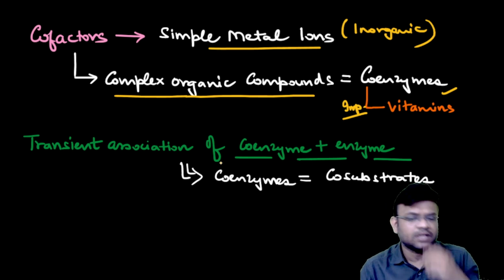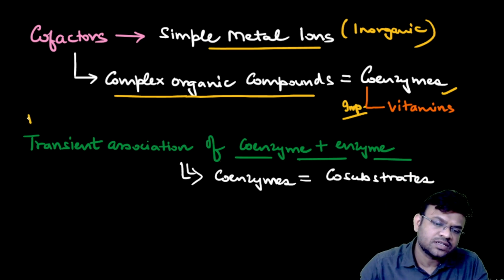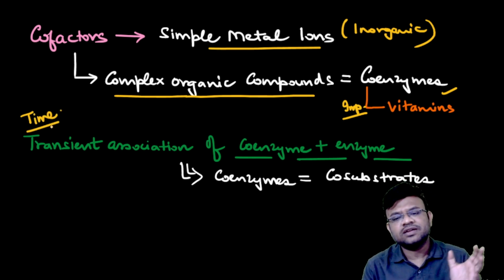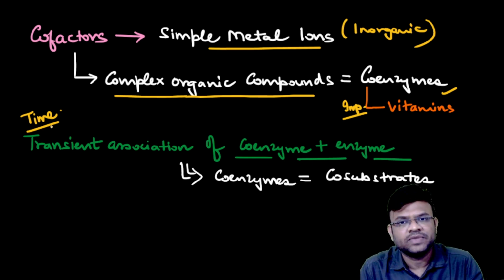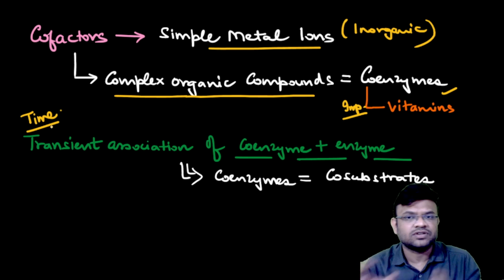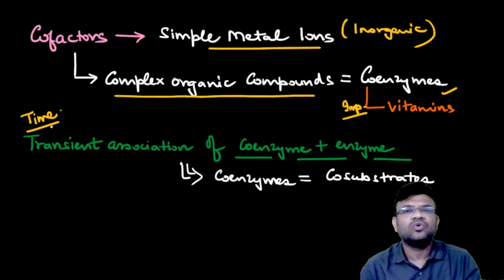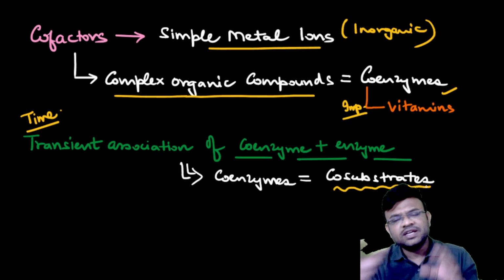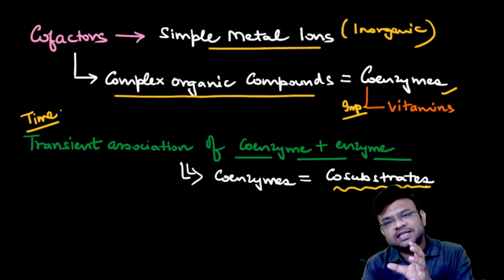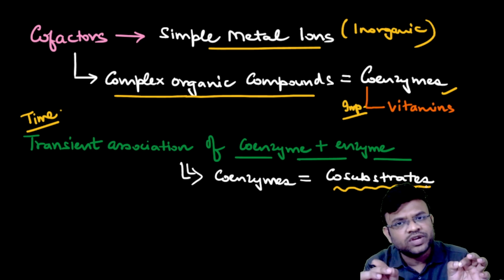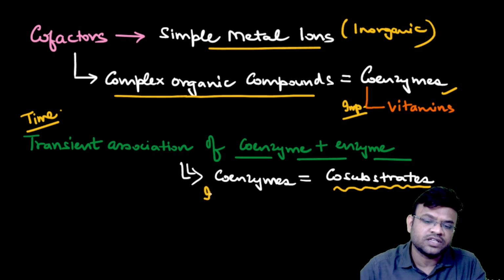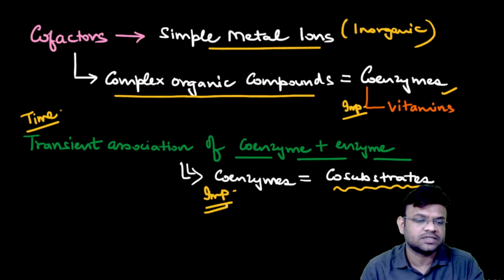Transient association of coenzyme plus enzyme. Now depending upon the association time, if there is a transient association between coenzyme and enzyme, that means the coenzyme is organic in nature. If the association between them is transient, for a very short period of time, then the coenzymes are also referred to as co-substrates. When there is an association between the coenzyme and the protein portion for a very short duration of time, then the coenzyme is also referred to as co-substrate. This is important. Again, this question can be asked.